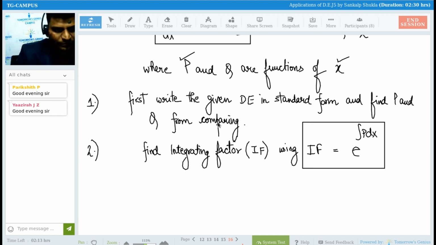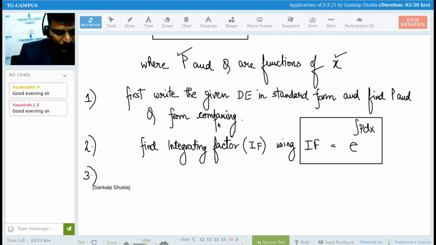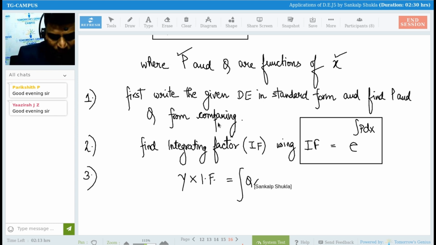Okay, now third step. Third step is the solution step. So you have to write this line. This is the formula. y into IF is equal to integration of Q into IF plus C.